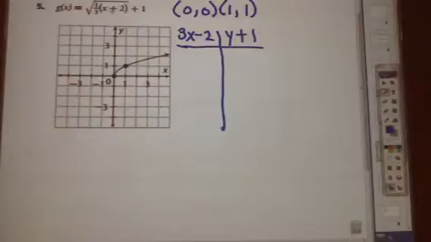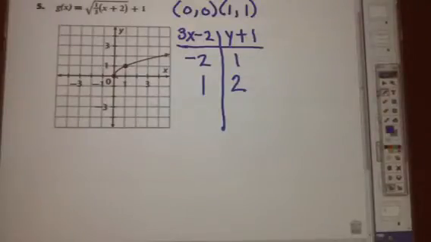Don't forget, everything under the radical is opposite. That's why we went with 3x minus 2. Put a 0 in here. 0 will give us what? Negative 2. 0 in for y. 1. 1 in for x. Substitute 1 in for x. 1. And 1 in for y. 2.